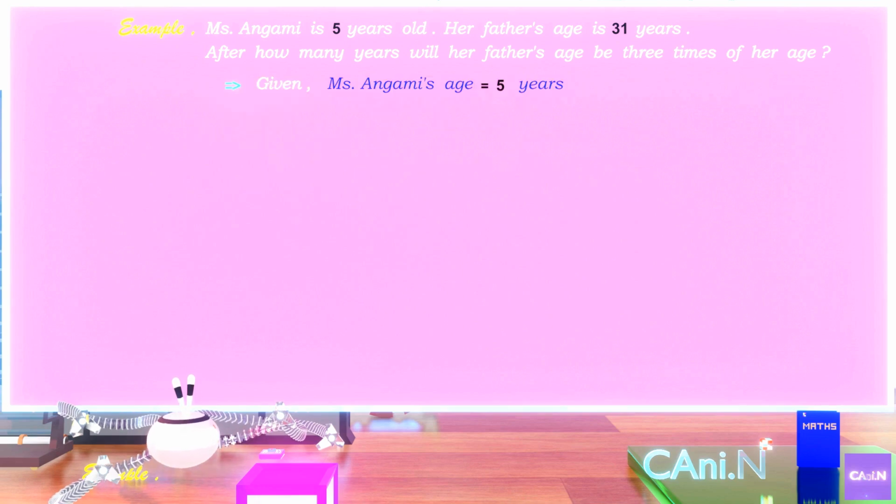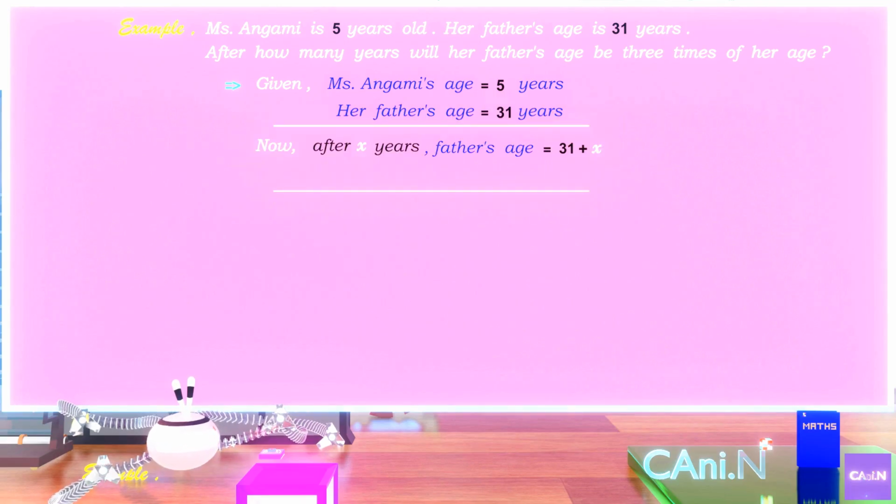Miss Angami is 5 years old. Her father's age is 31 years. After how many years will her father's age be 3 times her age? Given, Miss Angami's age equals 5 years. Her father's age equals 31 years.